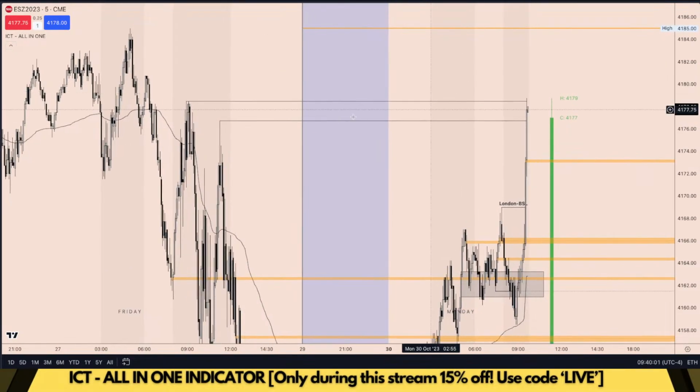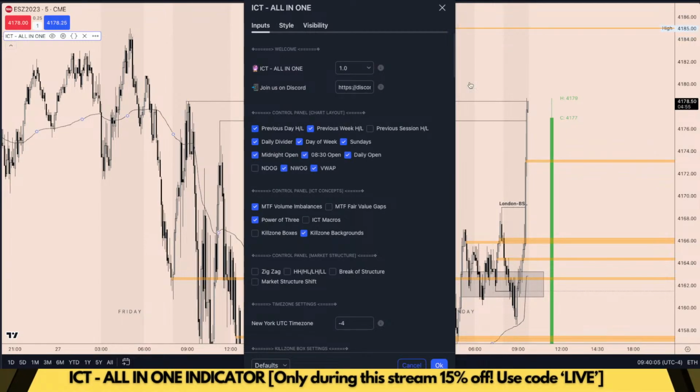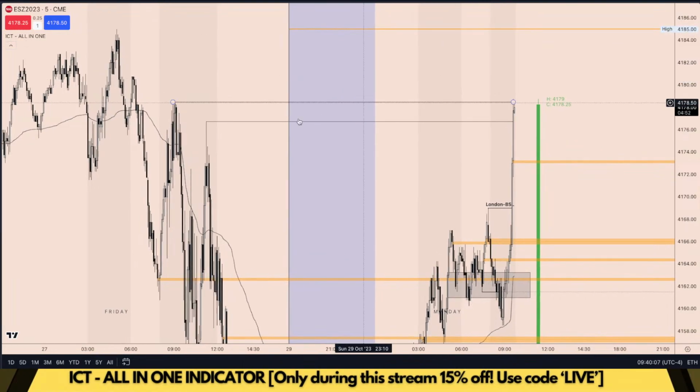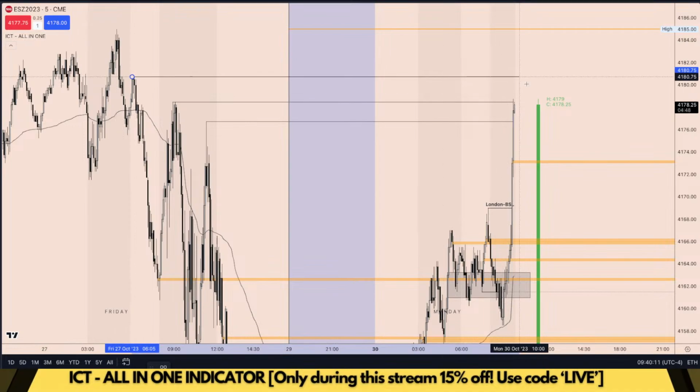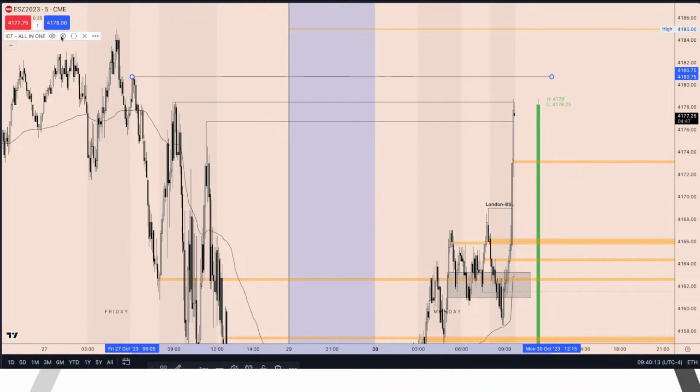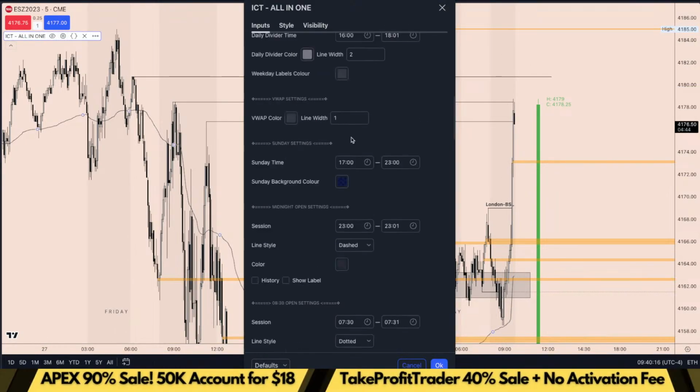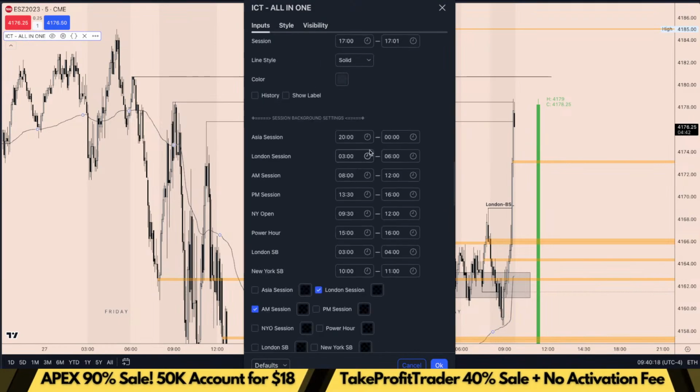All right, looks like we're expanding towards our previous day's high. Right here, previous day's high, this orange line. We already took buy side liquidity. The next buy side liquidity would be up here. We could check for higher time frame fair value gaps. That's also included in the ICT all-in-one indicator.